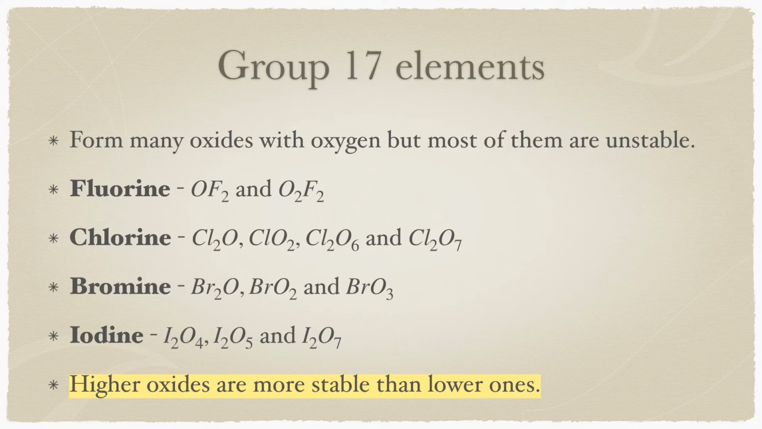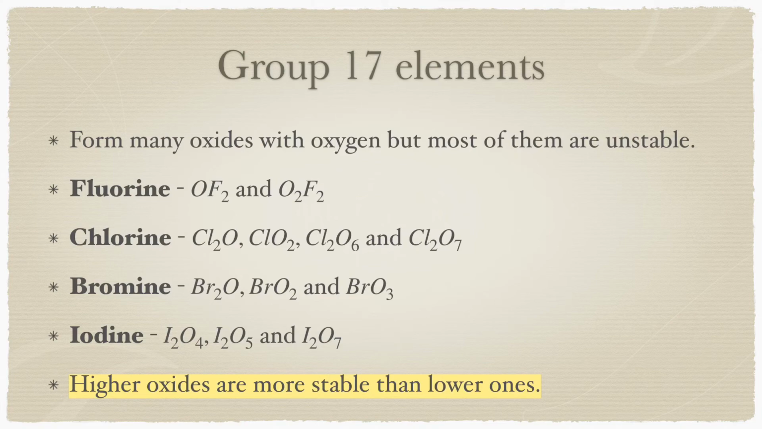Next, bromine oxides. They are Br2O, BrO2 and BrO3. They are said to be the least stable halogen oxides as they form the middle row anomaly. They are very powerful oxidizing agents.